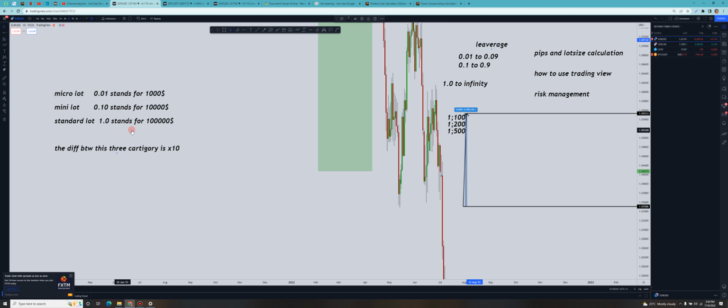Okay, so now the lot size determines how much you earn per one piece, and I've explained how you do this whole calculation manually, because it's actually very good to do them manually. Now let's quickly talk about how to use TradingView.